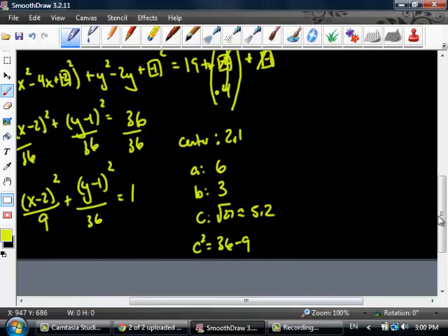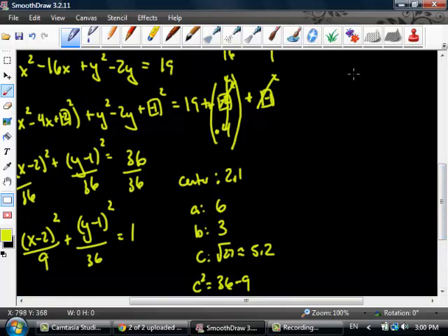Okay, let's go ahead and graph this thing. My center is at 2, 1. I'm going to move out. Which way am I going to move 6? Up and down or left and right? Which one is it going to be?